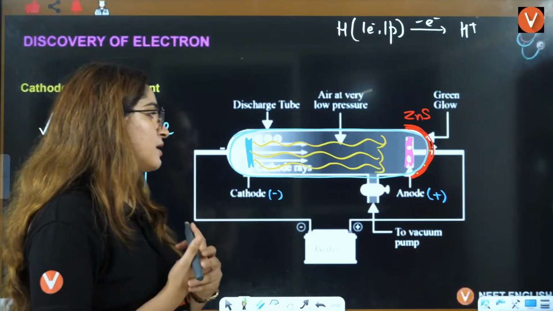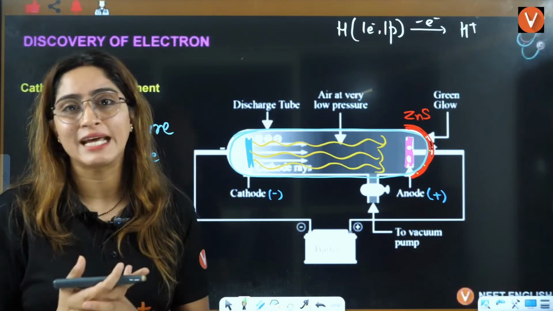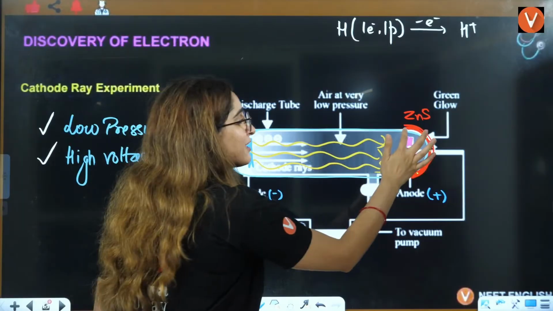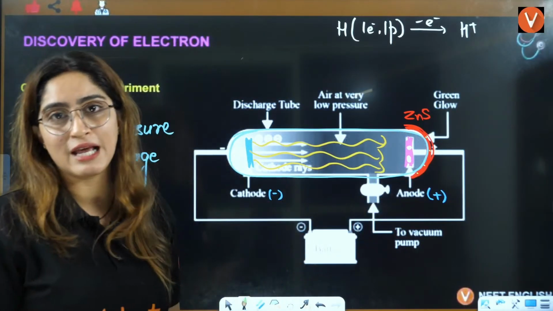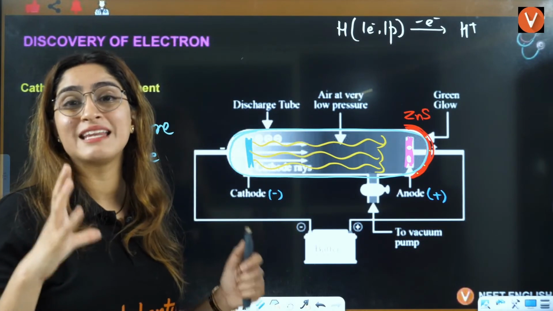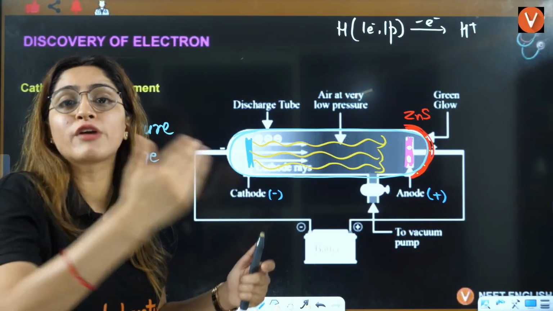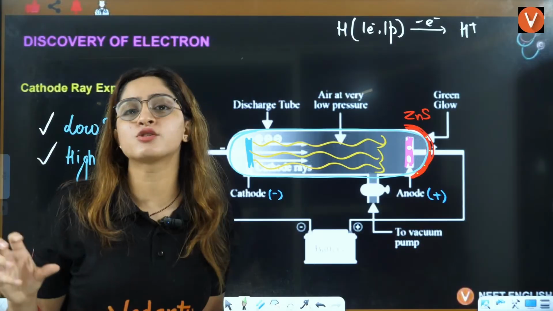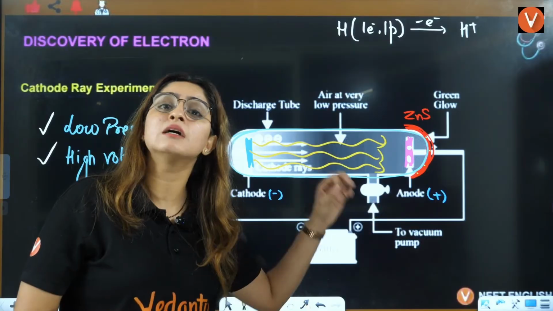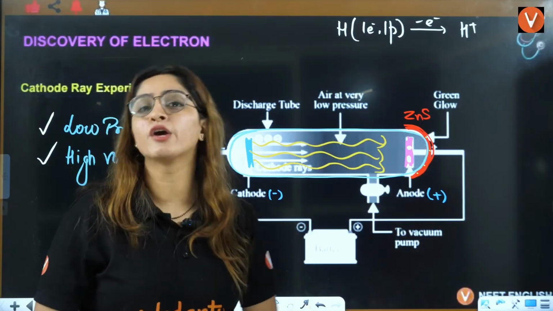Now, the next question is, ma'am, why are they negatively charged? How can you tell they are negatively charged? See, because this is the cathode and they are getting attracted towards the anode, which is a positive electrode, right? So that's why we can say that this actually is a negative ray. This cathode ray that is coming out of the cathode consists of negative particles. That's why it is getting attracted towards the anode, and hence after attraction, it is passing through the holes and then striking the ZnS screen.